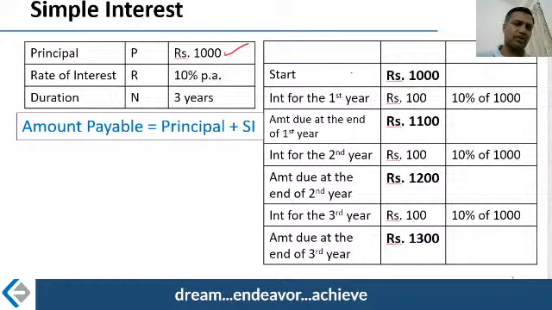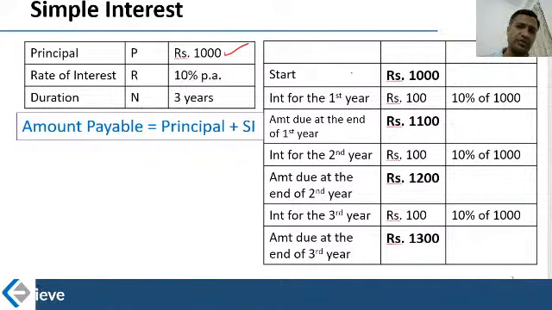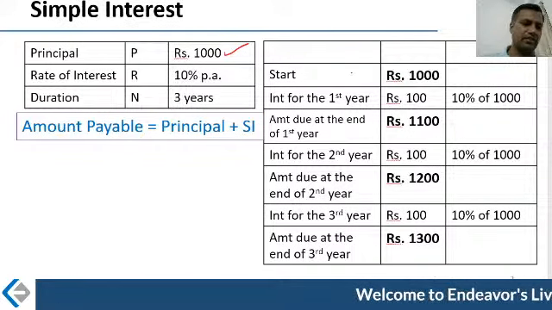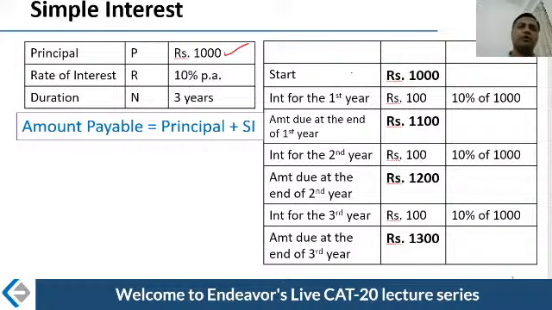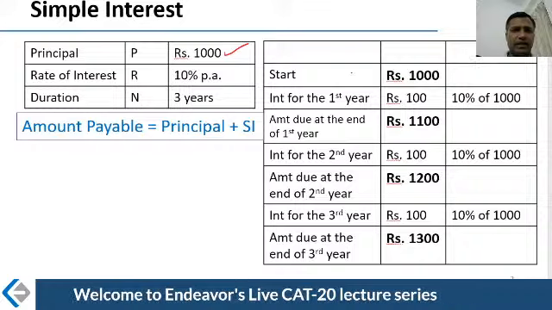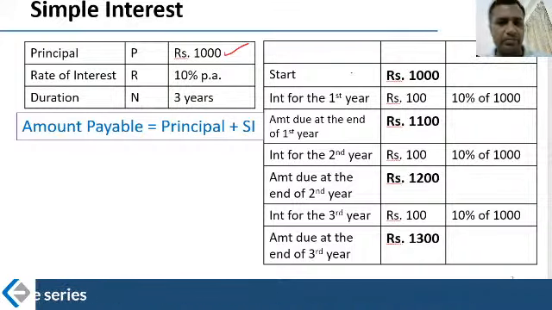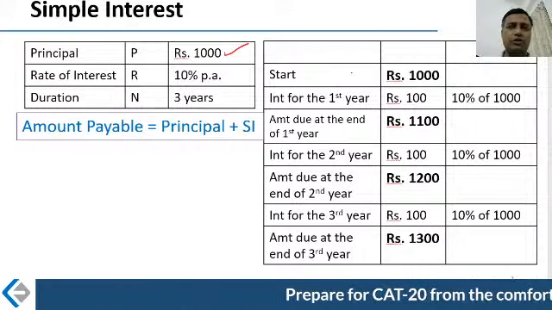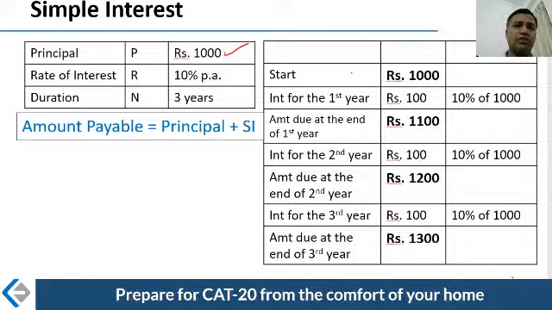I'm not really getting into the definitions of what is principal, what is the rate of interest, what is the duration, whether you call it T years or N years, because I'm pretty sure these words were introduced in class 6 and 7, and you are already pretty comfortable with them. In case you are not, you can put your queries in the Telegram group.